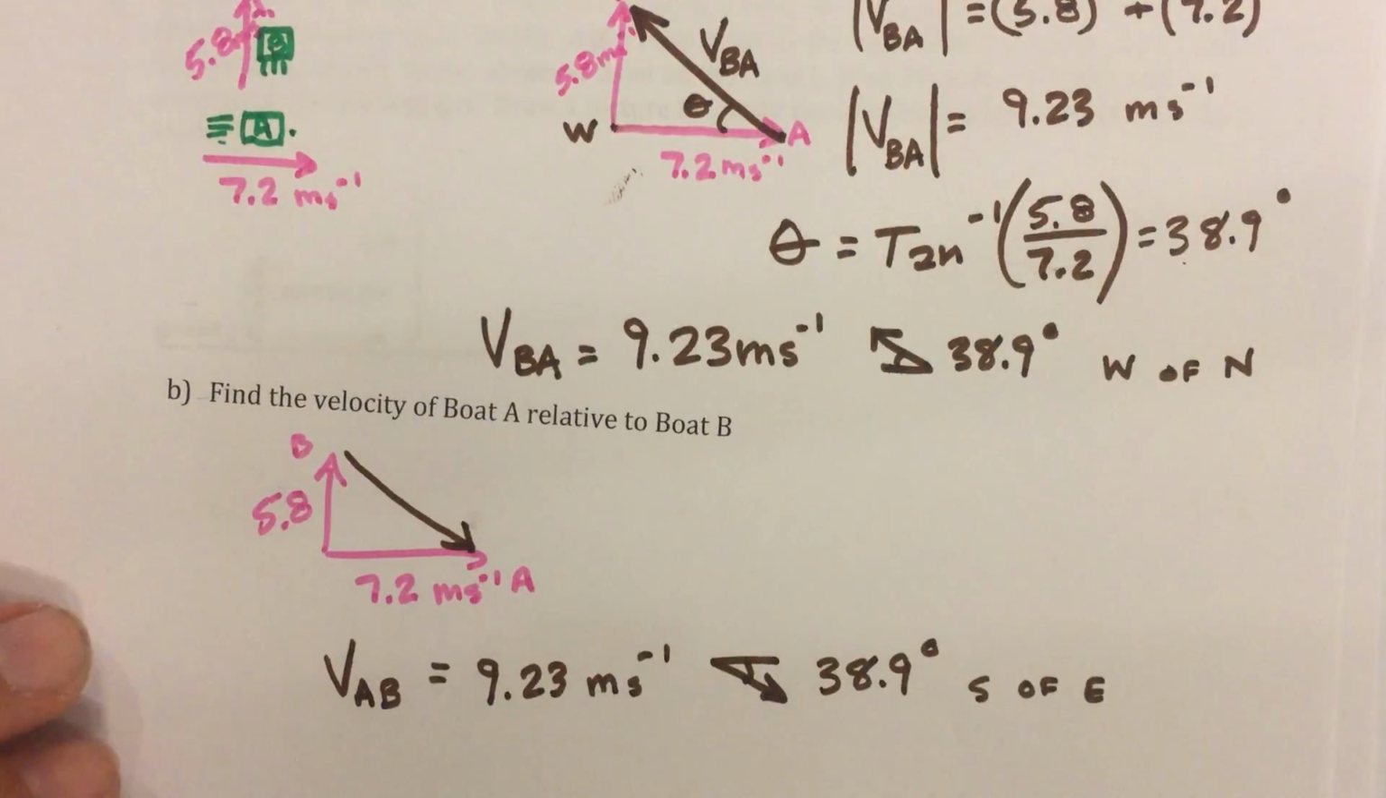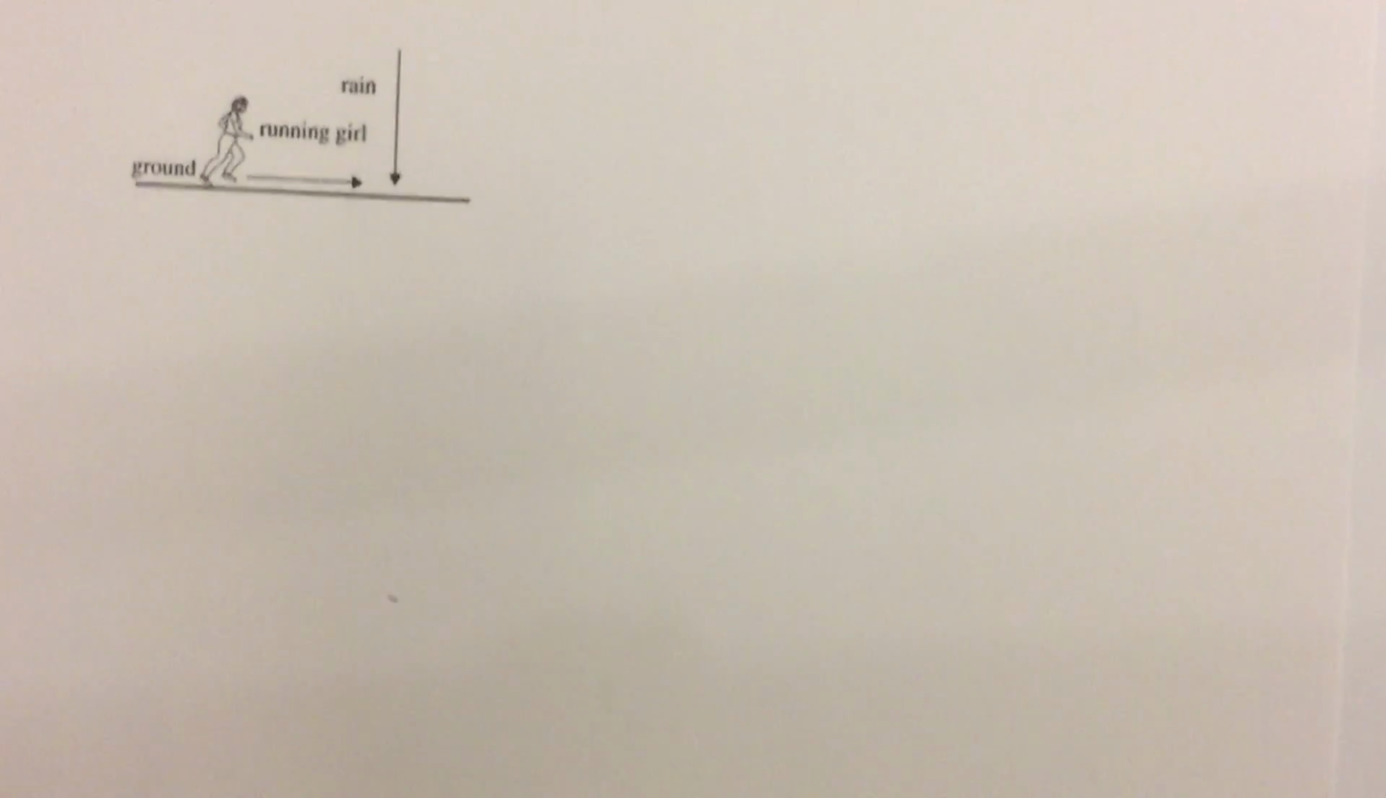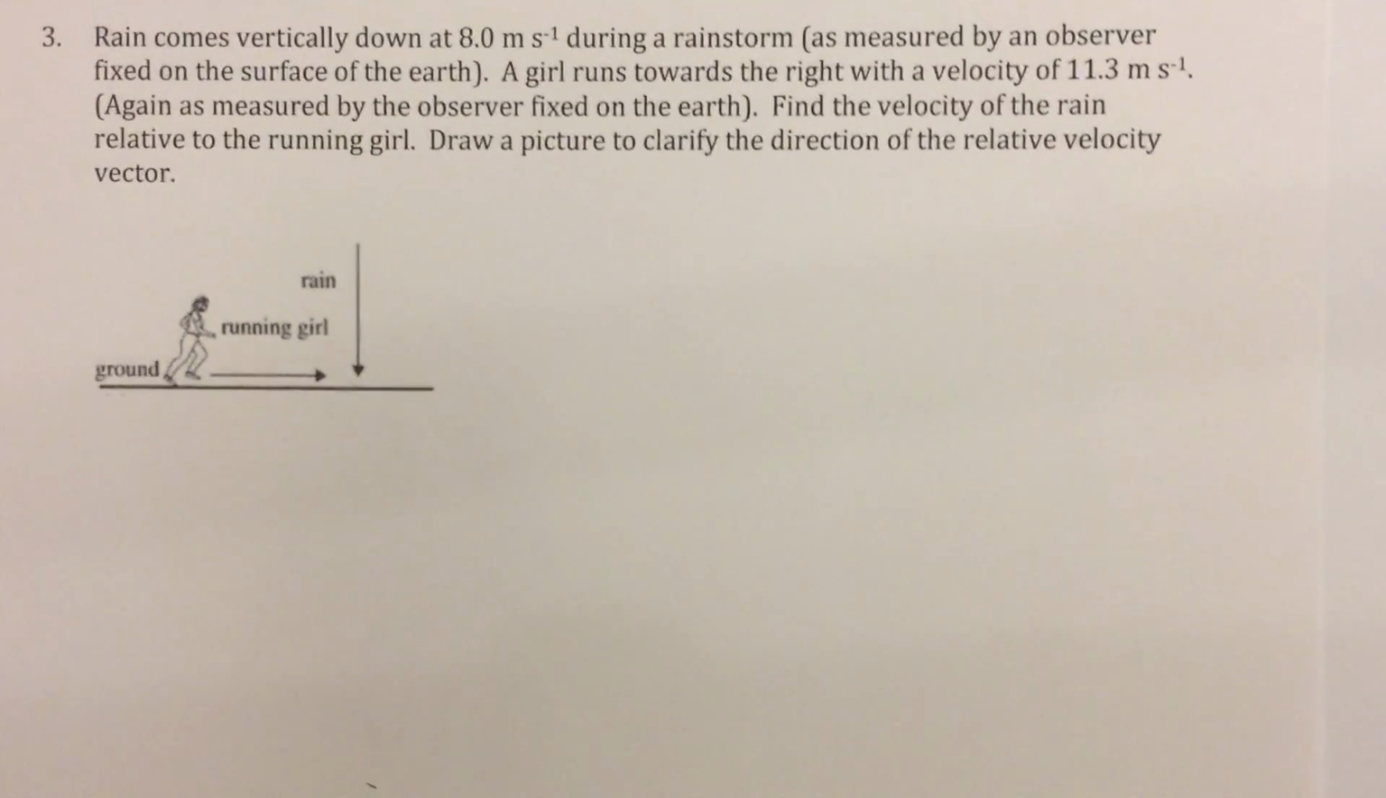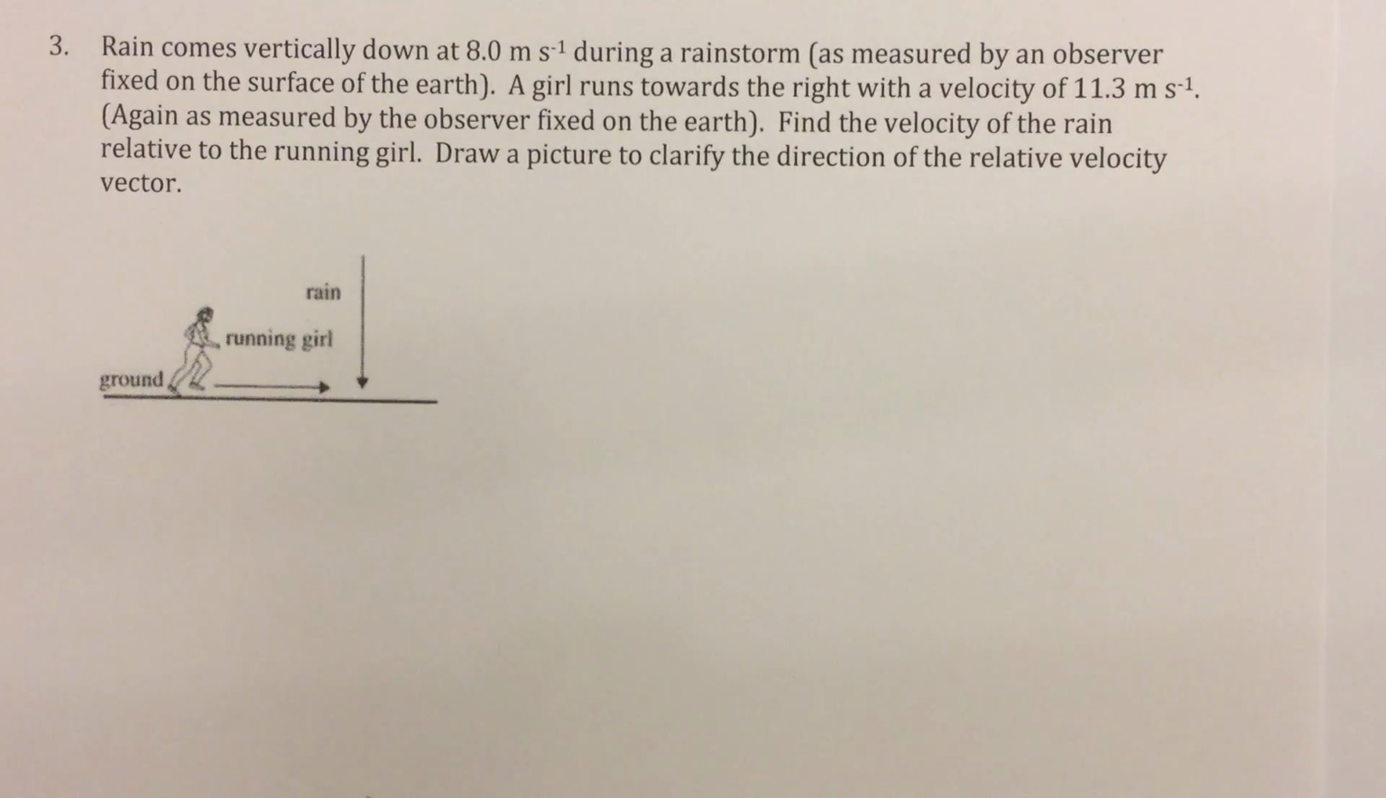All right. Take a look at this last problem, number 3. Rain comes down vertically at 8 meters per second during a rainstorm. A girl runs towards the right with a velocity of 11.3 meters per second. Find the velocity of the rain relative to the girl. Draw a picture to clarify.